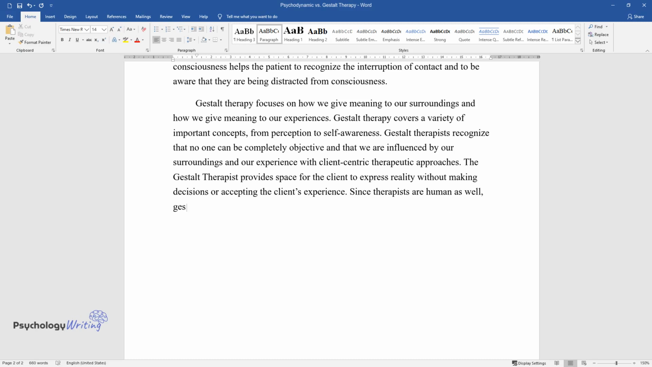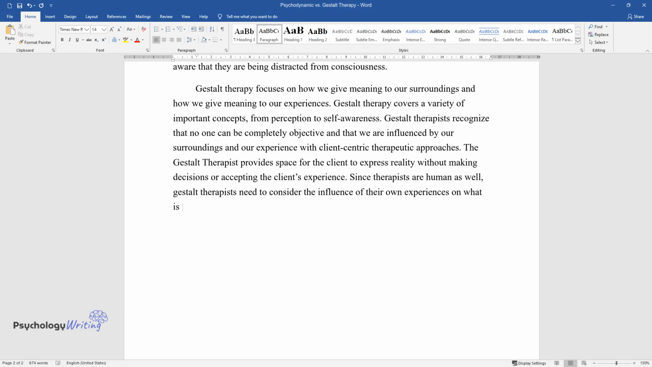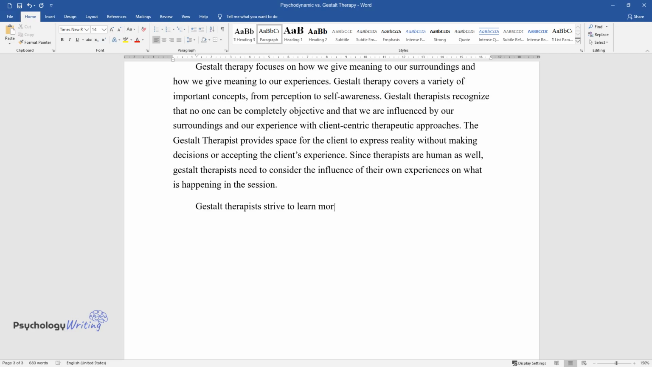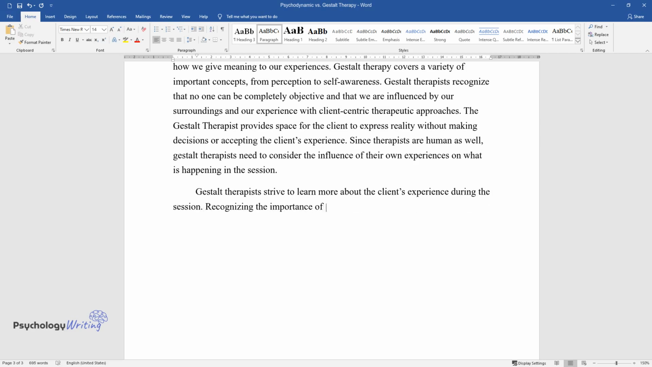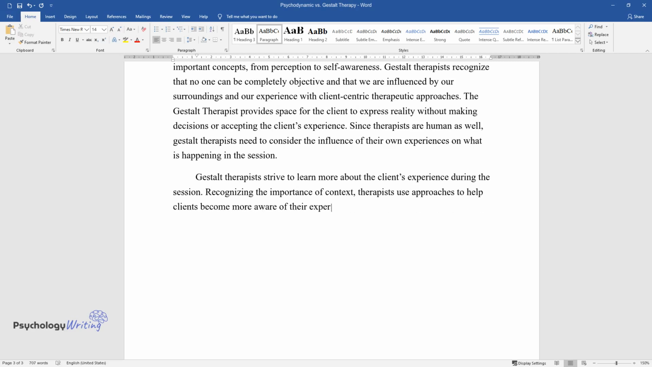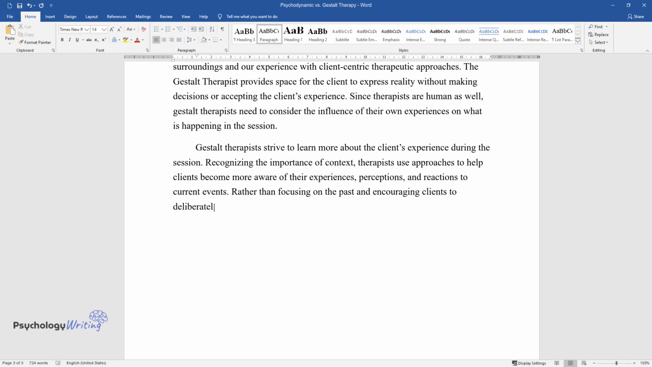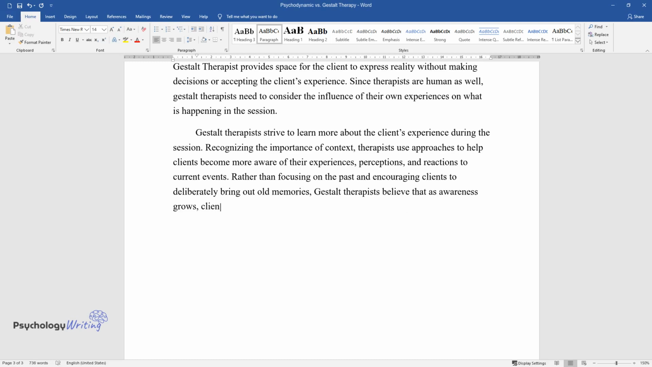Since therapists are human as well, Gestalt therapists need to consider the influence of their own experiences on what is happening in the session. Gestalt therapists strive to learn more about the client's experience during the session. Recognizing the importance of context, therapists use approaches to help clients become more aware of their experiences, perceptions, and reactions to current events. Rather than focusing on the past and encouraging clients to deliberately bring out old memories, Gestalt therapists believe that as awareness grows, clients will gain more knowledge on how to overcome obstacles.